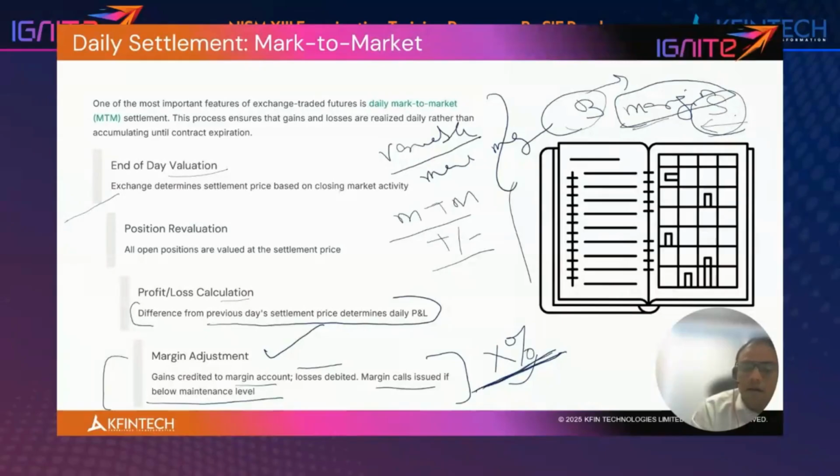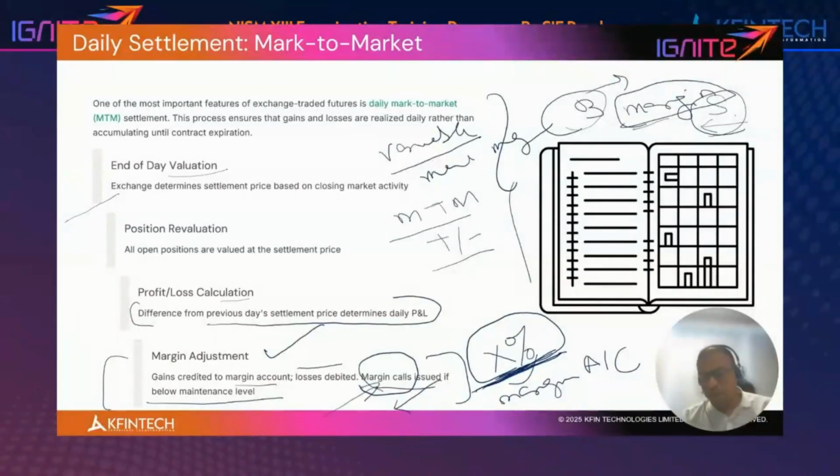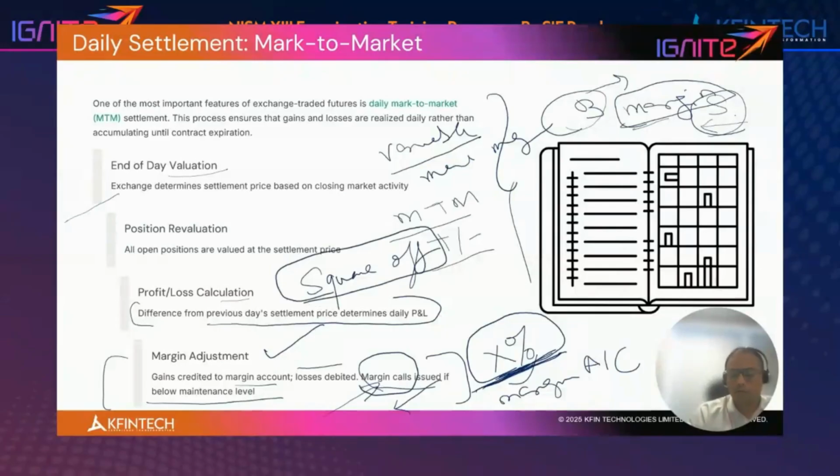If the margin amount which is deposited in the margin account goes below this value, the exchange will issue a margin call. Issue a margin call means your broker will give you messages on your portal, or email you that your positions are going below the maintenance margin. Please furnish more cash to sustain the margin, or the broker has the right to square off your position, because you failed to provide the margin. So this is the definition for the margin calculation and margin adjustment.